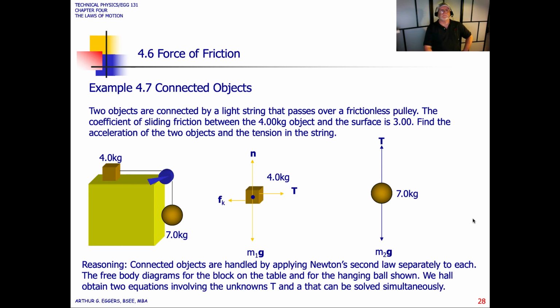Okay, so now we've got a little different problem here. We've got lots of components in this system. We've got a box sliding on the surface. We've got a pulley that's rotating and has a cable across it. And we've got a weight suspended on the other side. So this problem is going to be an involved problem. Let's go ahead and come back to it in the next presentation.